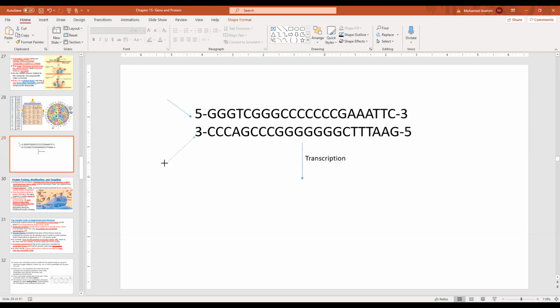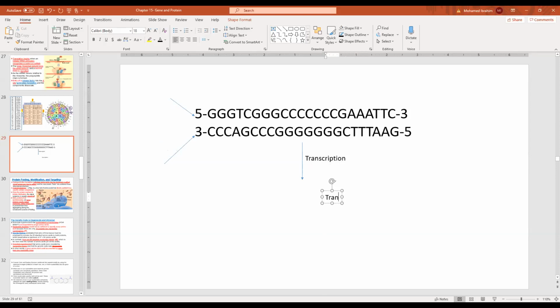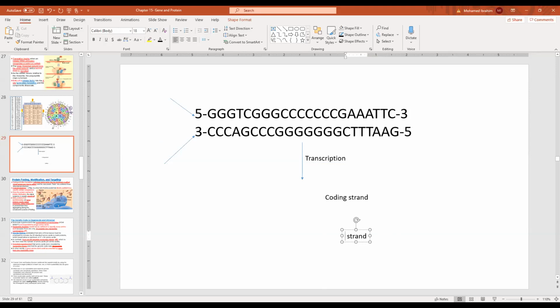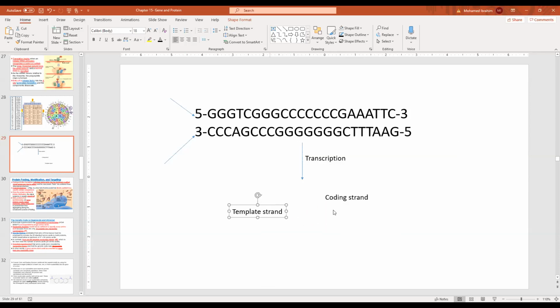They have names. One of them, we call it the coding strand. And one of them, we call it the template strand. Okay? So which one is the template strand, you think? Template strand means that is the strand of DNA where RNA polymerase will start making RNA from.